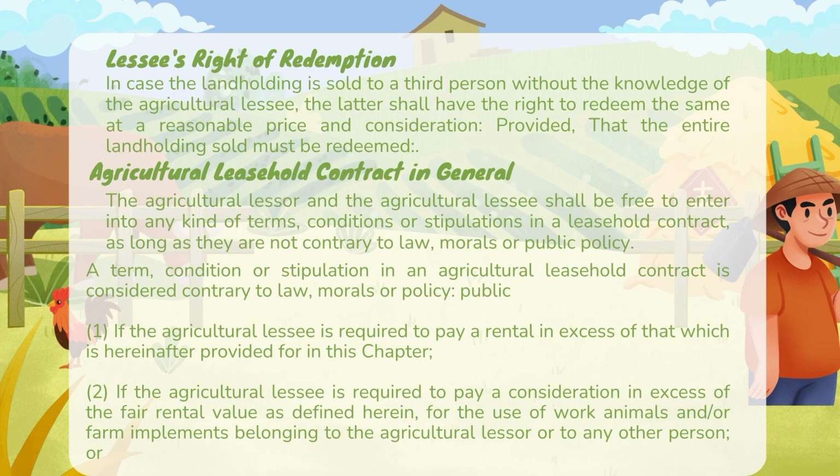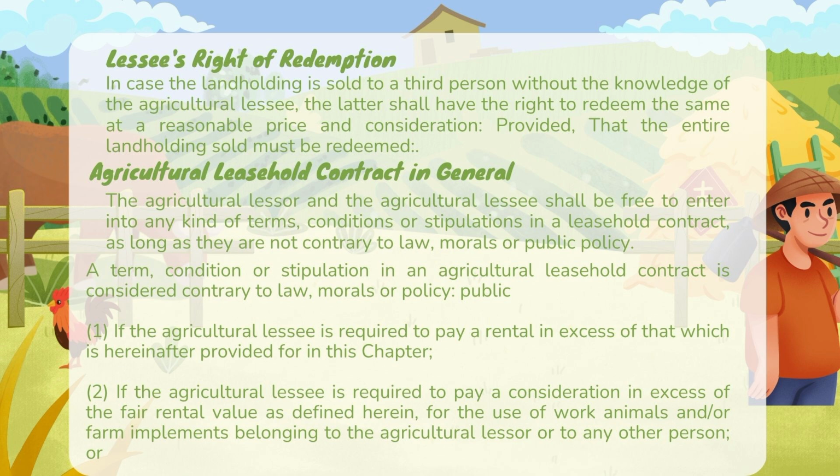Lessee's right of redemption: in case the landholding is sold to a third person without the knowledge of the agricultural lessee, the latter shall have the right to redeem the same at a reasonable price and consideration, provided that the entire landholding sold must be redeemed.